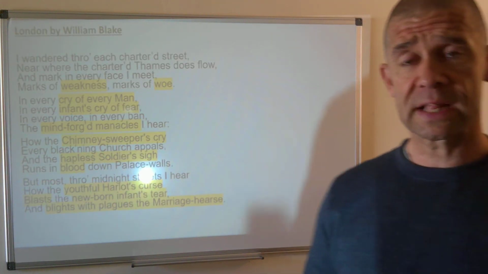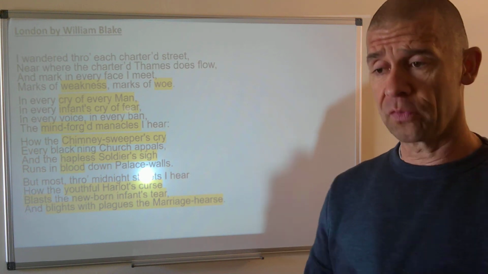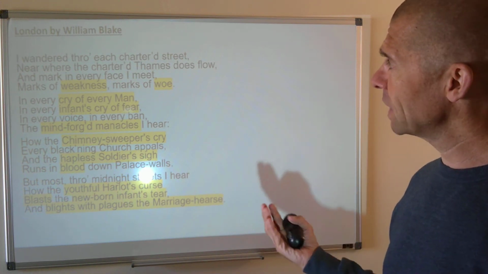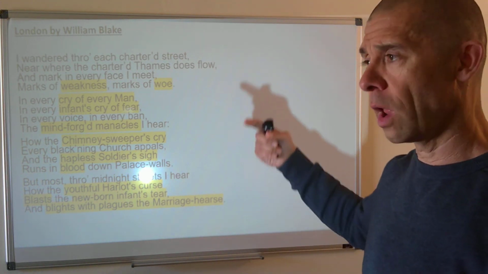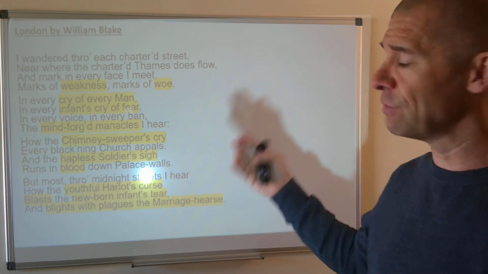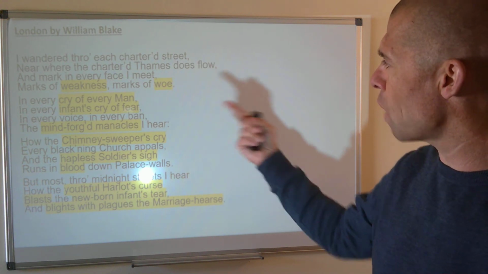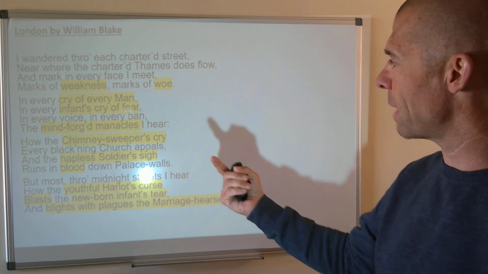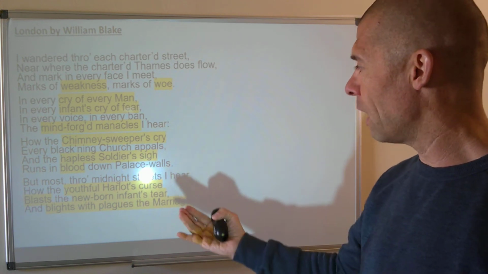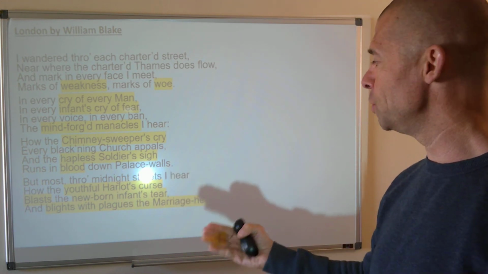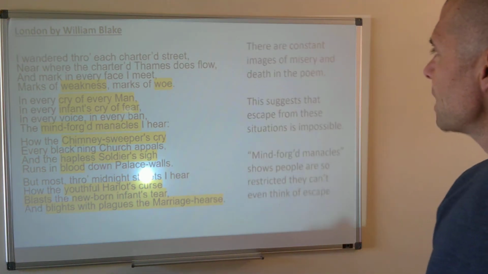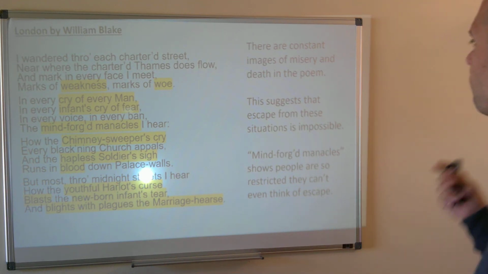Okay, let's now have a look at the poem. There's a copy on the blog for you to cut and paste and annotate if you want to. The first thing you'll notice is that I've picked out a whole load of quotations. These quotations are evident in every single stanza. Weakness, woe, cry of every man, infant's cry of fear, mine-forged manacles, chimney sweeper's cry, hapless soldier's sigh. We assume that's a death sigh. Blood, youthful harlot's curse, blast, newborn infant's tears, blights, plagues, marriage hearse. And we can see that throughout this poem there are constant images of misery and death.